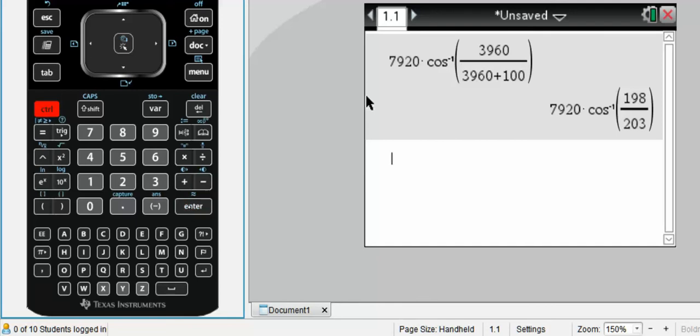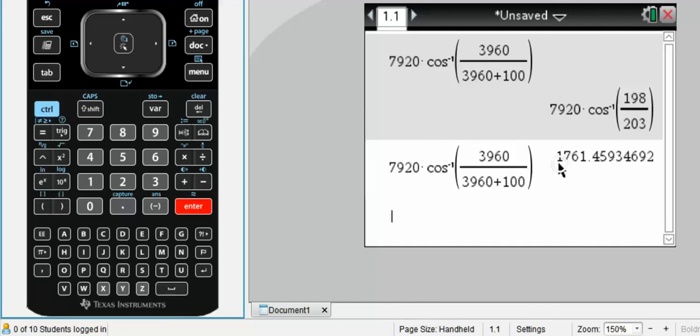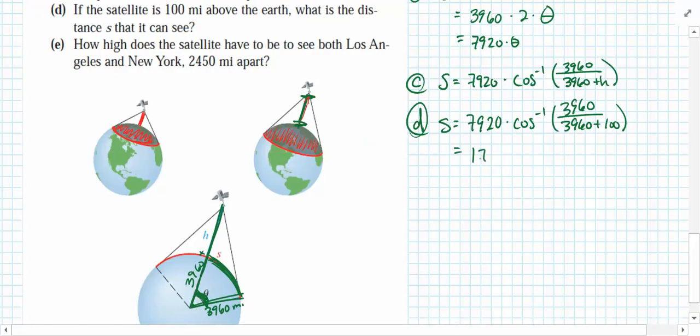Let's get an approximate result here. So the number is 1,761.4593. Let's go ahead and round that to 1,761.5 miles.